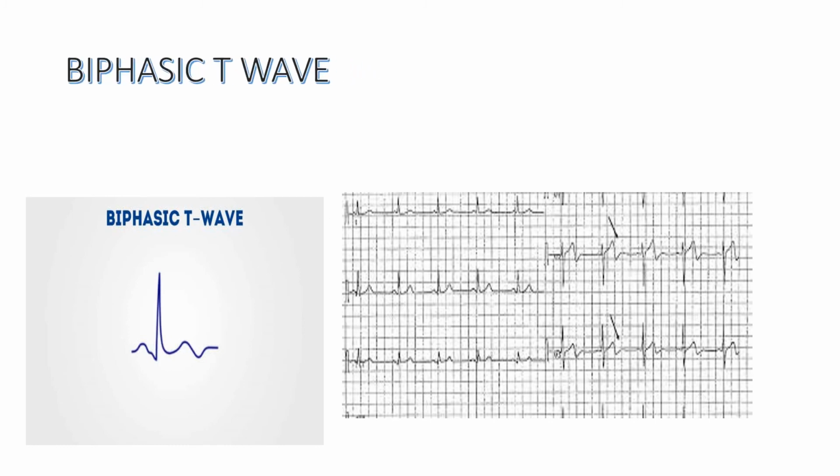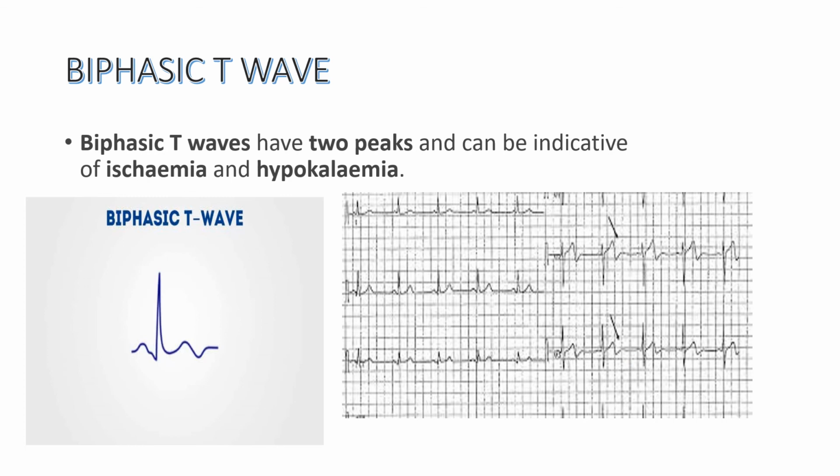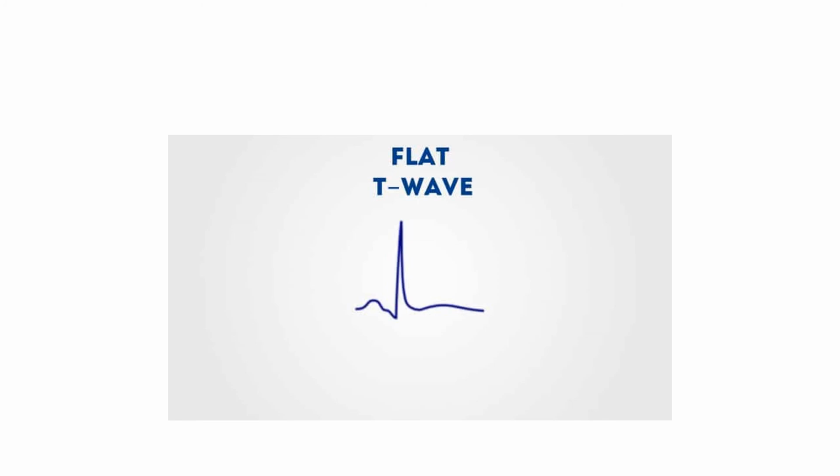Next being the biphasic T wave like this, which you can make out over here also. It is most commonly seen in ischemia and hypokalemia. The last abnormality is the flat T wave, which is mostly seen in ischemia or in pericardial effusion.